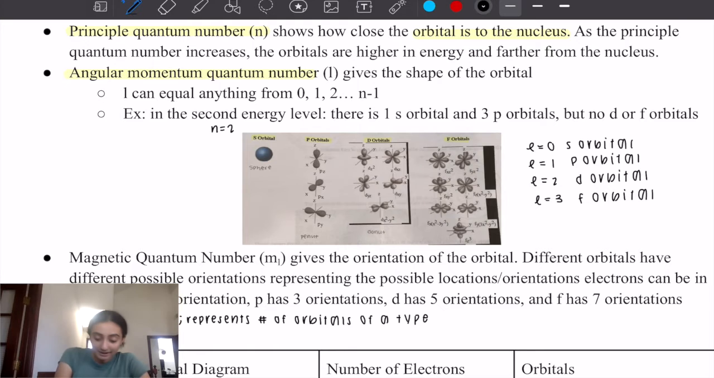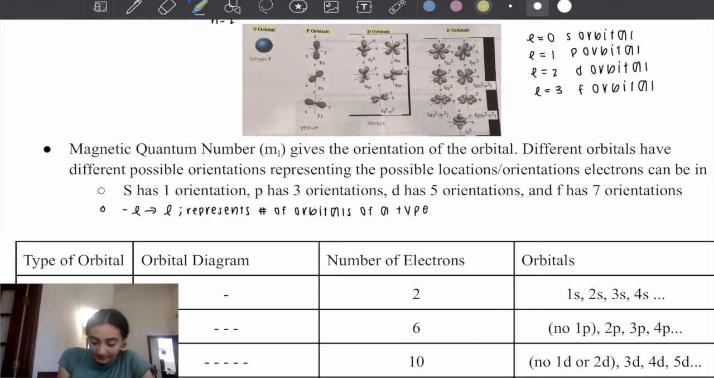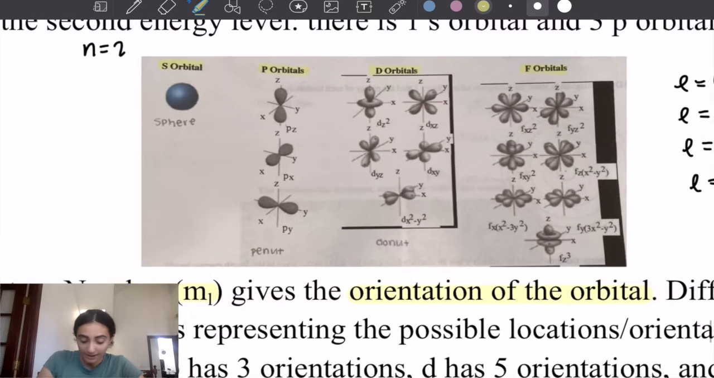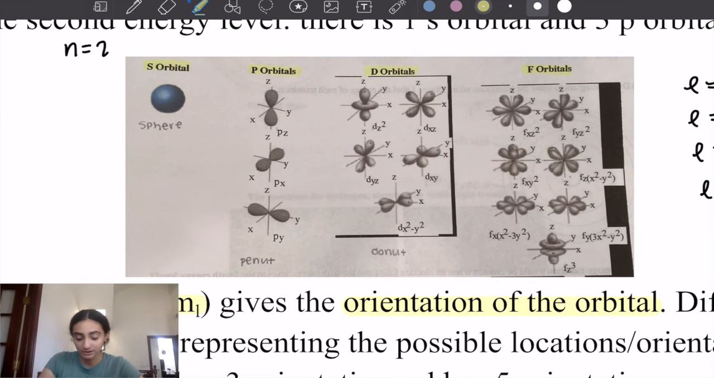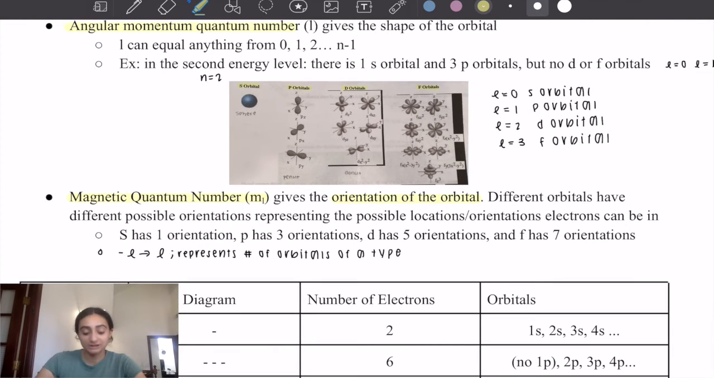Then there is the magnetic quantum number m sub L, and that gives the orientation of the orbital. So as you can see in this photo, the s orbital has 1 orientation, the p orbital has 3, the d has 5, and f has 7. So each orientation represents the different possible locations of the electrons in that orbital.